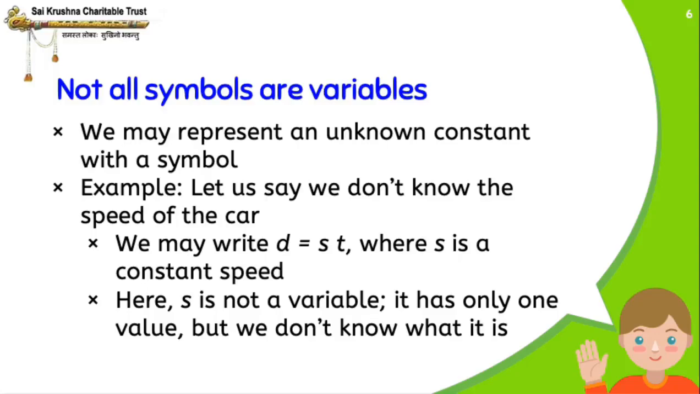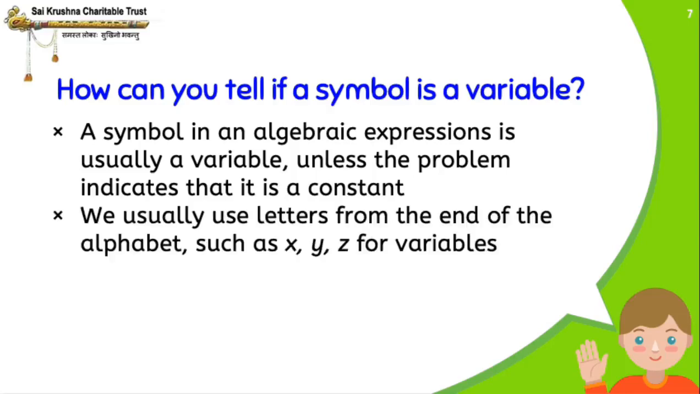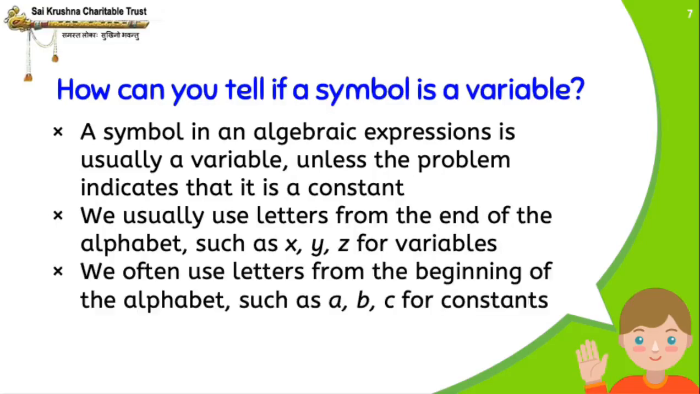If you are given a problem, you need to be able to tell whether a symbol is a variable or a constant. A symbol in an algebraic expression is usually a variable unless the problem explicitly says that it is a constant. We usually use letters from the end of the alphabet such as x, y, z for variables. We often use letters from the beginning of the alphabet such as a, b, c for constants. But these are not real rules.